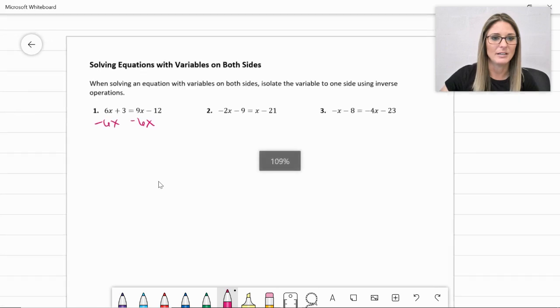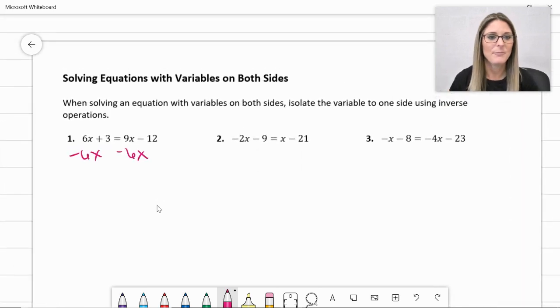I'm going to zoom in a little bit on this. There we go. So 6x minus 6x cancels out. So all that's left now is the 3 on the left side. And then 9x minus 6x. Those are like terms. So those are the ones I can combine. Gives me 3x. And the minus 12 was a constant. Didn't have anything to combine with, so just bring it on down. So there's my equation. And now it looks like a two-step that we've done before.